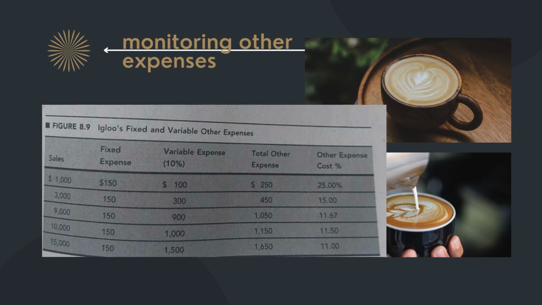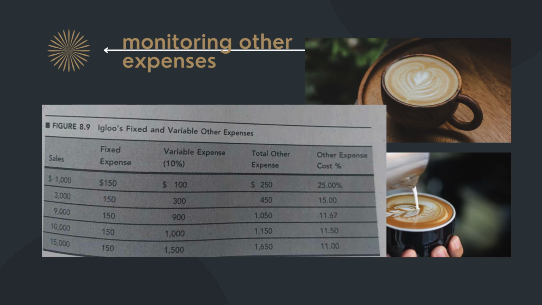Then we have monitoring other expenses. For this, we have the salaries, and as you can see in the list, the fixed expense and variable expense. We have to total the other expenses and compute the other expenses cost percentage. It's important to monitor the cost expense percentage so we can identify whether we are losing or not with regard to expenses.